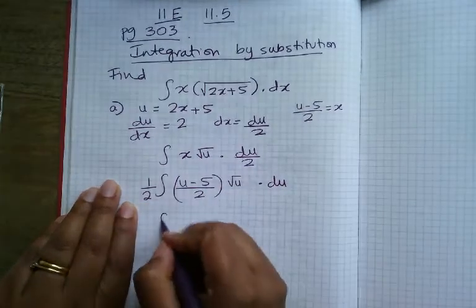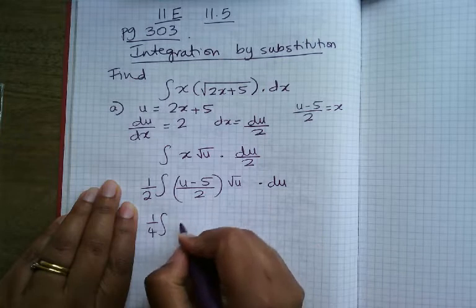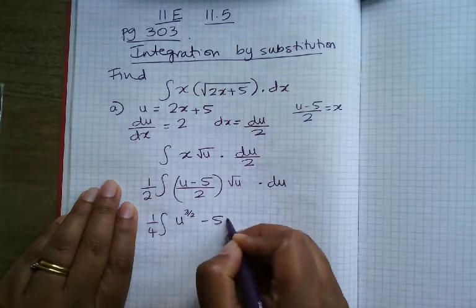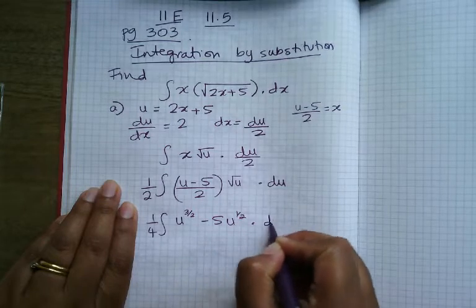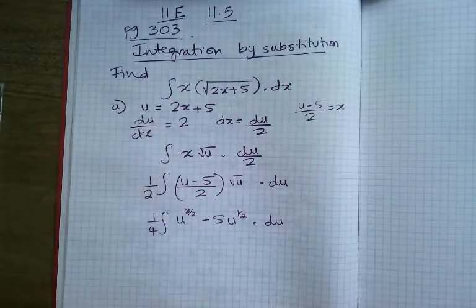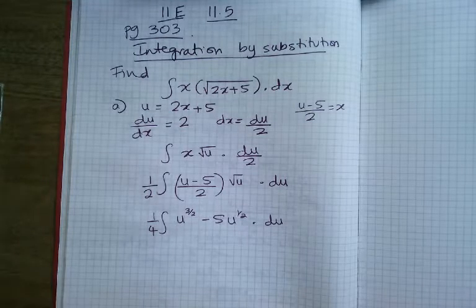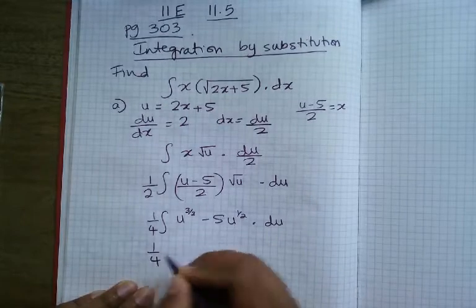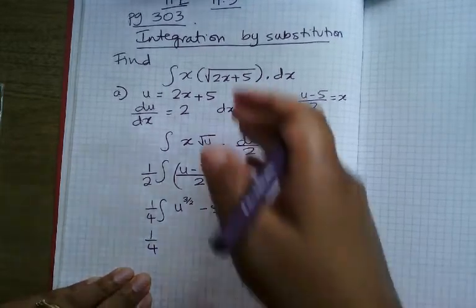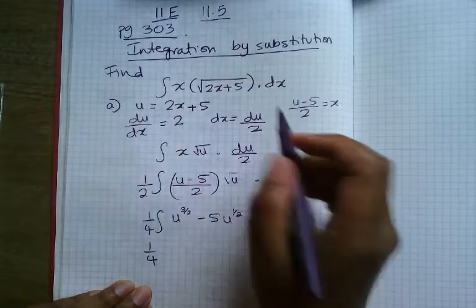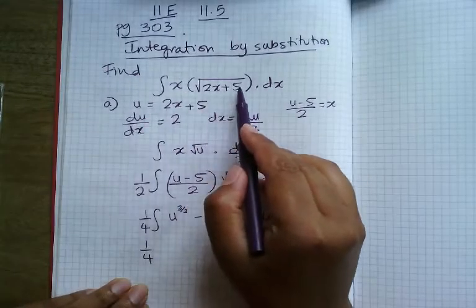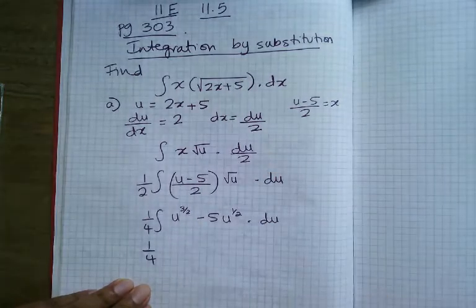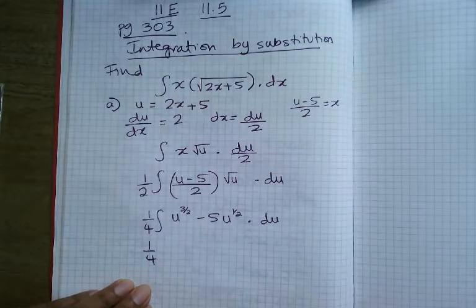Now I'll take this one out, and I am left with u to the 3 over 2 minus 5u to the power of a half du. This is something that you can integrate really easily. The reason why we've done all of this long process is that we couldn't expand this bracket, and you don't know any other rule to integrate this, so you do need to use some other way, and that way is integration by substitution.